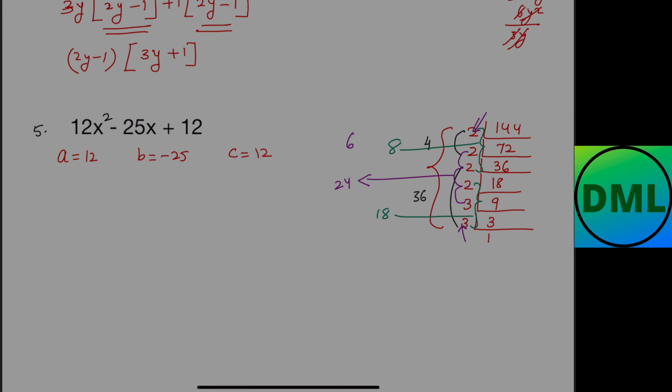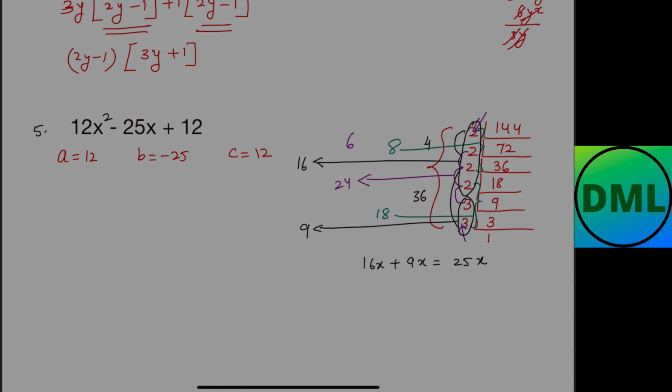Let's try another combination. Let's take 2 times 2 times 2 times 2 together and 3 times 3 together. You will get 2 times 2 times 2 times 2 is 4 times 4 is 16 and 3 times 3 is 9 here. If I add both of them, 16 and 9, I am getting 25 here. That means I need to add both of them. Let's write it here. 16x plus 9x will give me 25x.